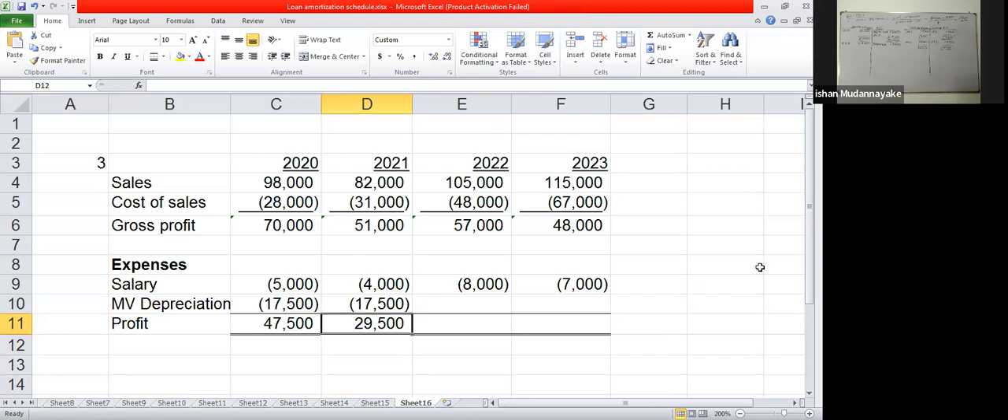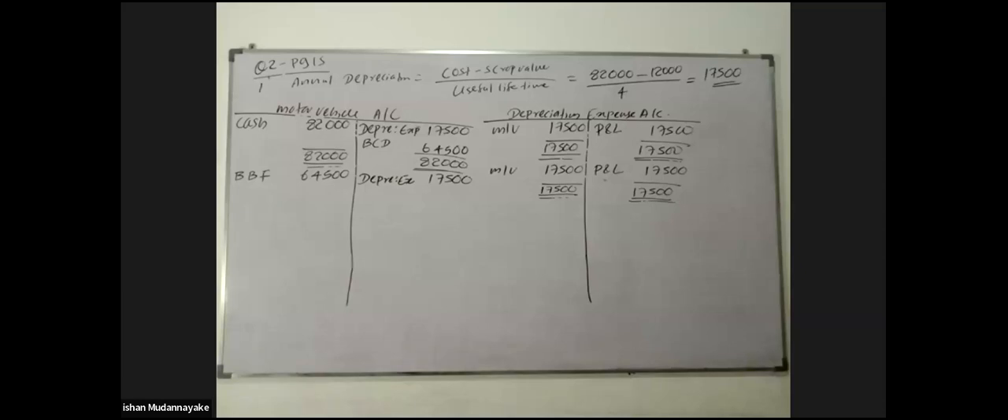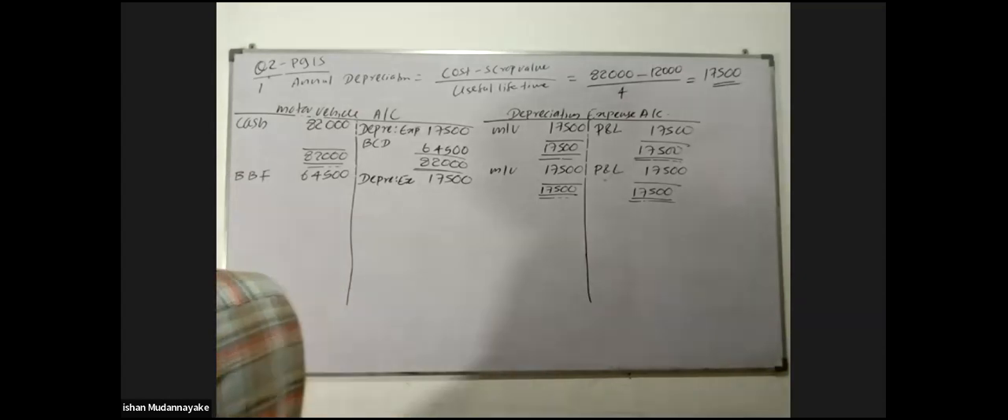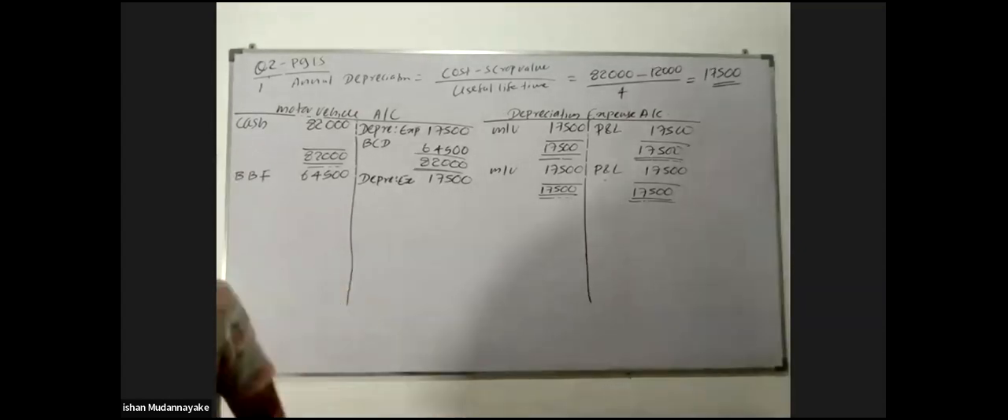Profit is 29,500. Right, finish. Profit is 29,500. Right, then come to the motor vehicle account now.